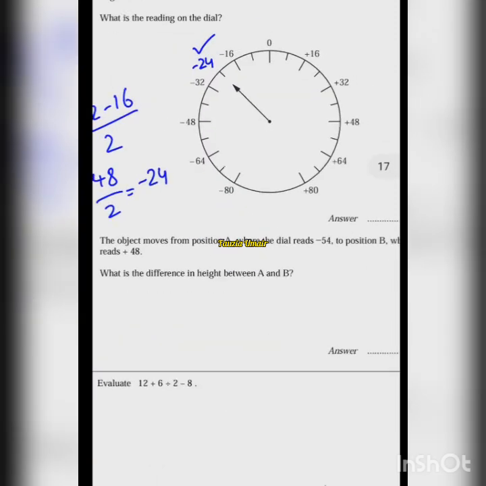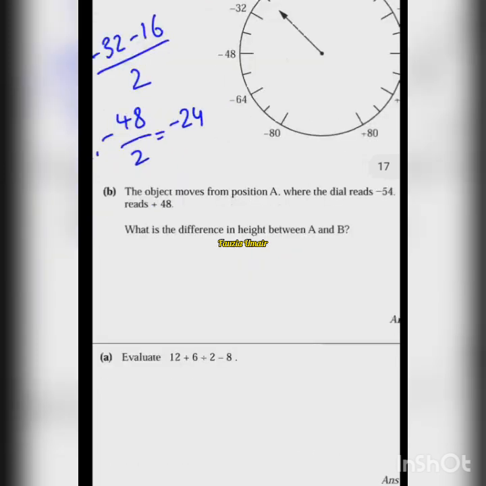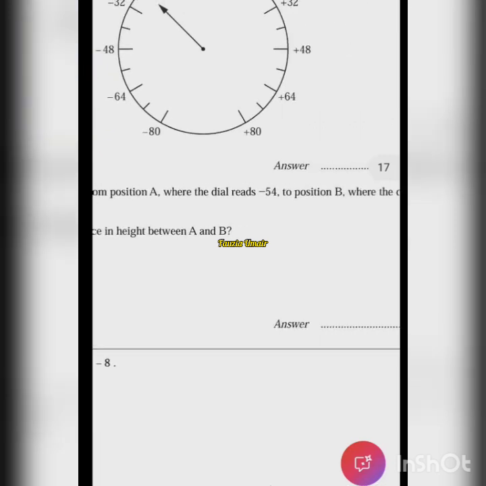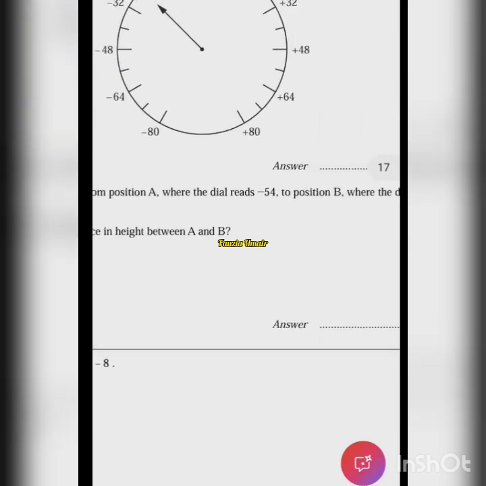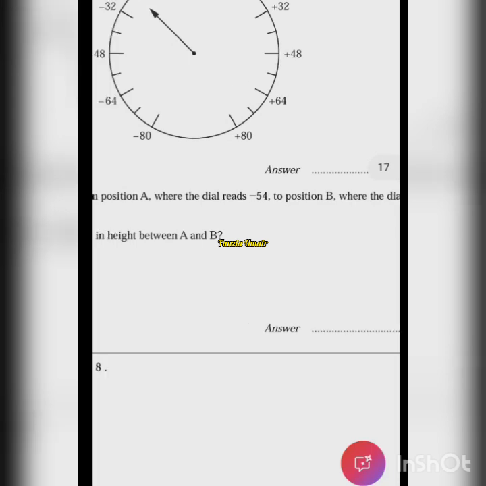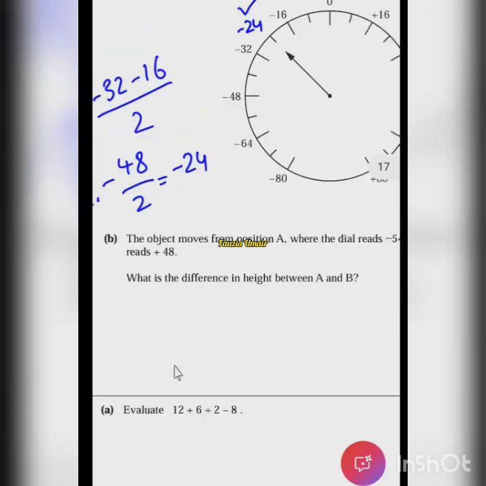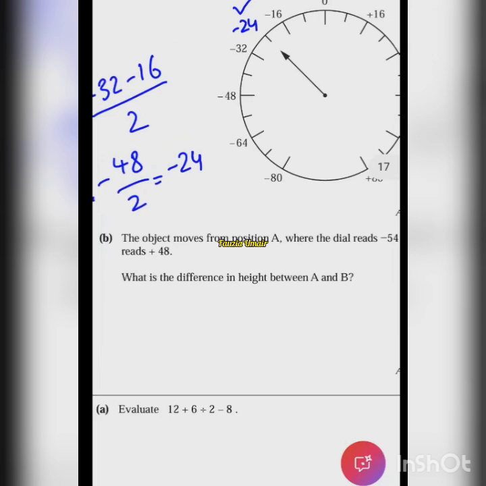All right. So now comes the next part. The object moves from position A, where the dial reads -54, to position B, where the dial reads +48. What is the difference between? So it's a difference again. All right. So हमने किसका difference निकाला है? -54 और +48 का.